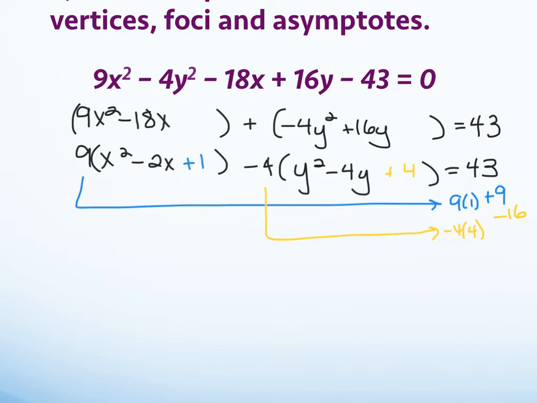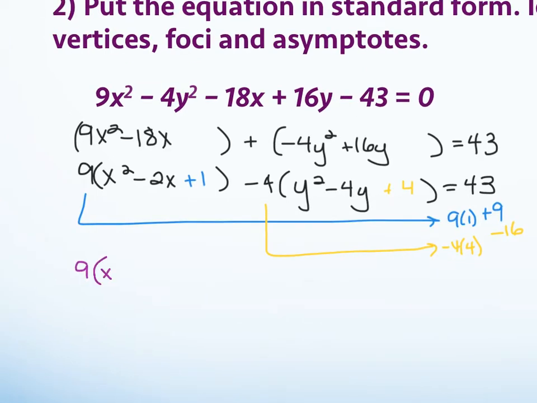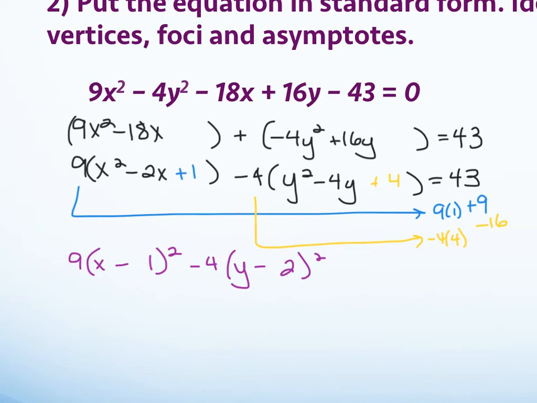All right, so now I'm going to factor my trinomials. 9, square root first, square root last, sign from middle. 4, square root first, square root last, oops, sign from middle. And then this is 52 minus 16, this is 36.